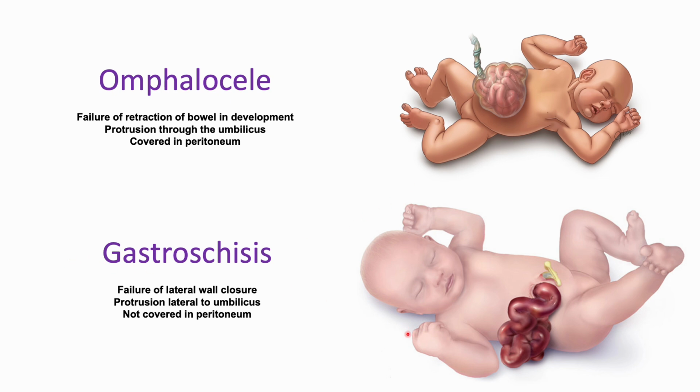Gastroschisis, however, is failure of the lateral wall to close and fuse at midline. Okay, so you can see here we are off the midline. We're not through the umbilicus. We're a little bit lateral, and this is not covered in peritoneum. So those are going to be the big differentiation points for omphalocele and gastroschisis.